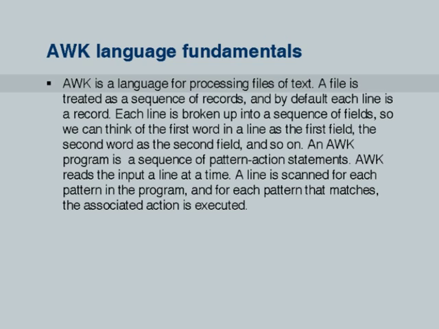It is a language which processes files of text. A file is treated as a sequence of records, and by default each line is a record. Further, awk automatically breaks up each line into a sequence of fields, so that we can think of the first word in a line as the first field, the second word as the second field, etc. Then the awk program can be written. Instructions in an awk program consist of a pattern and an action. Every time it reads a record, it applies that pattern to that record. If the pattern matches, then the action is taken. If the pattern does not match, the action is not taken. What is a pattern and what is an action? Well, let us first look at some of these details.